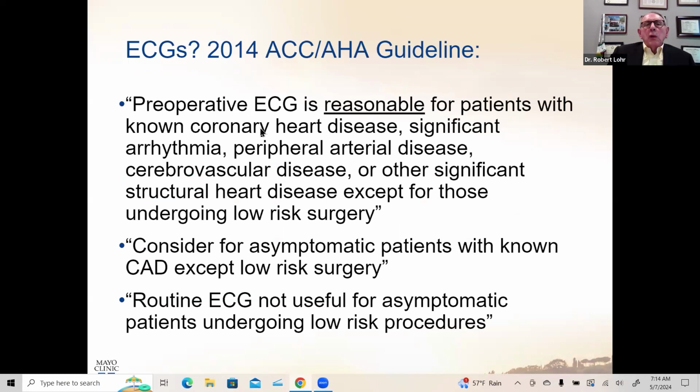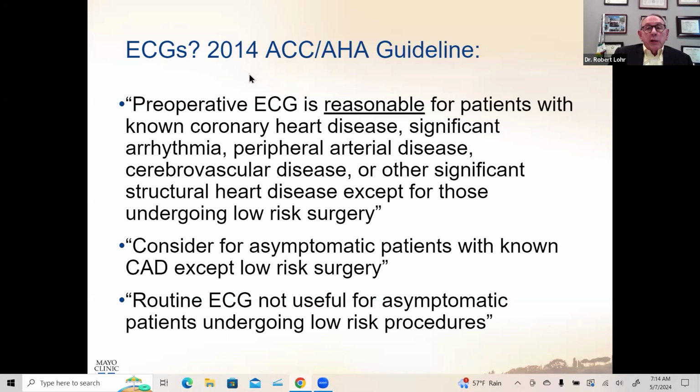So what do the current guidelines say? And I'll pause here and say the current guidelines from the ACC and AHA are 10 years old. And they are coming out with new ones, and I'm told that they're actually in press.